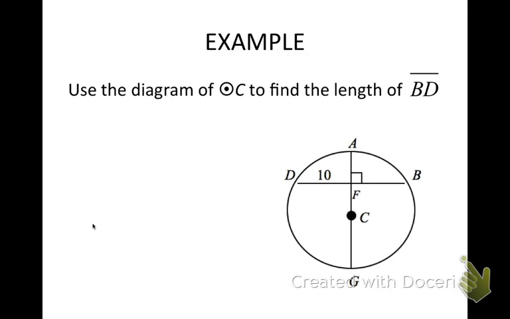Is that diameter perpendicular to a chord? Yes. So since it's perpendicular to the chord, we can assume that it bisects it. So what's the length of FB? F to B would be how long? 10. So what's the length of B to D? Good. So BD would be equal to 20.